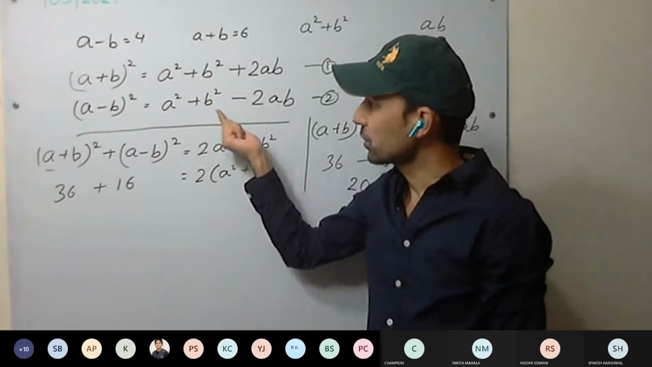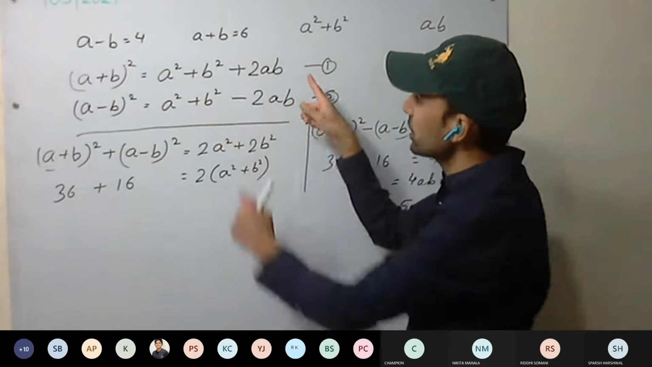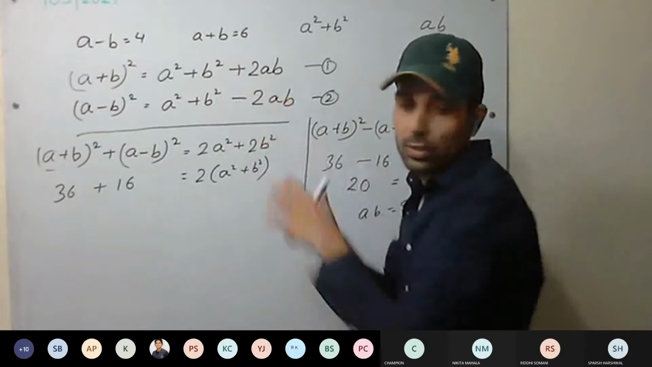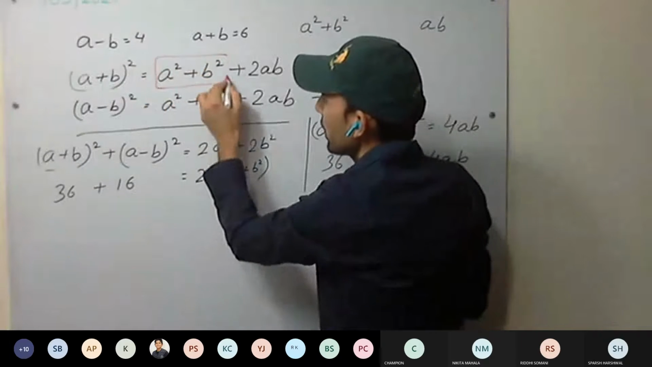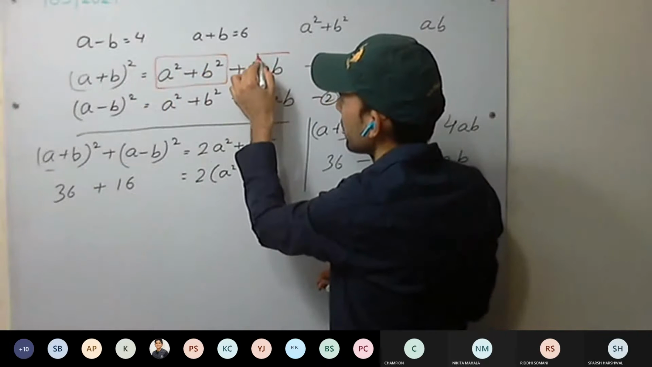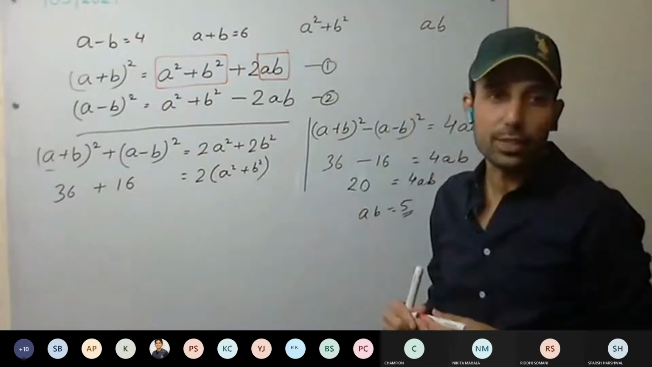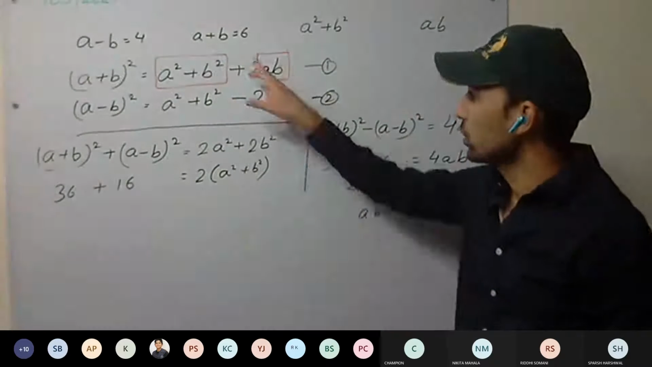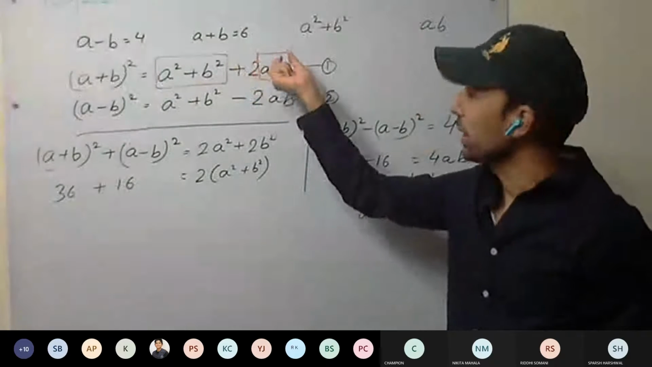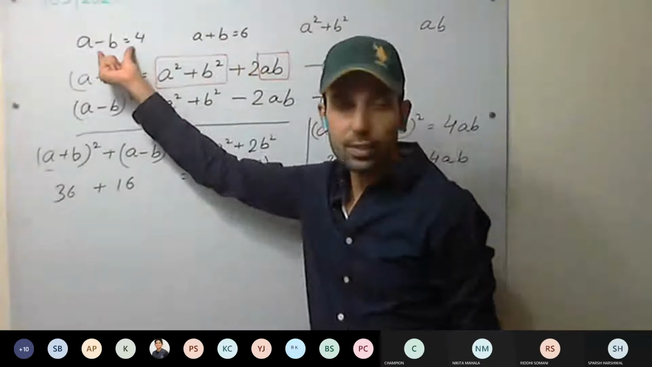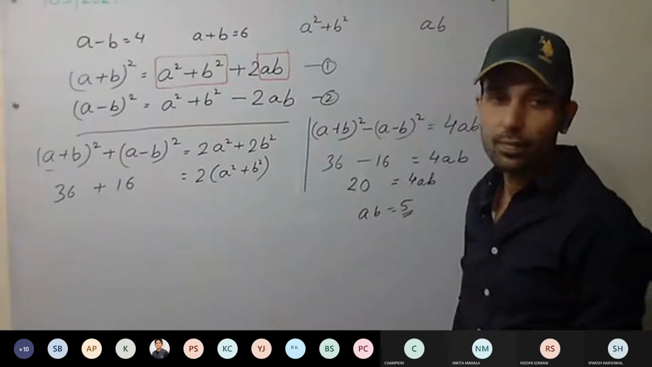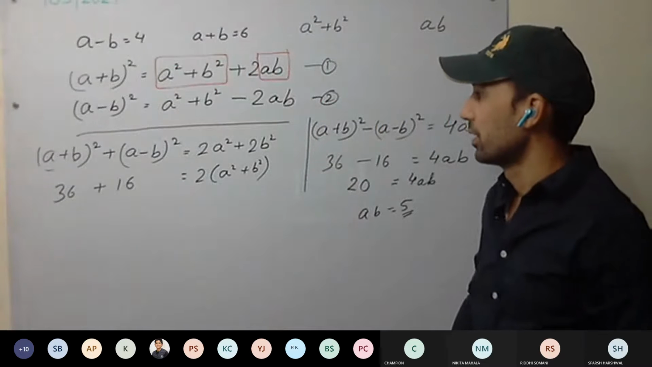Now, as we have written these two identities, we cannot get the value of both from the first equation. Only one equation and two unknowns are there. We can't get it from one equation. We need two equations to solve two unknowns, a square plus b square and ab. And we can get one equation from here and one from here. Understood? Yes, sir.